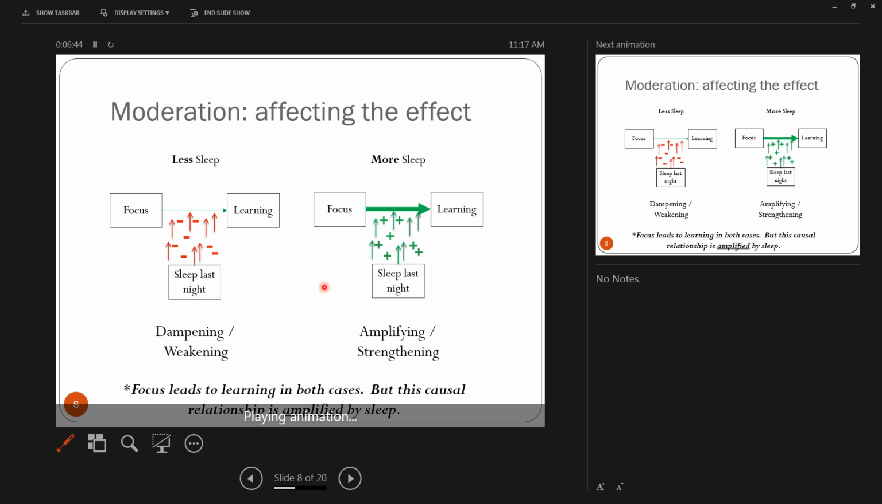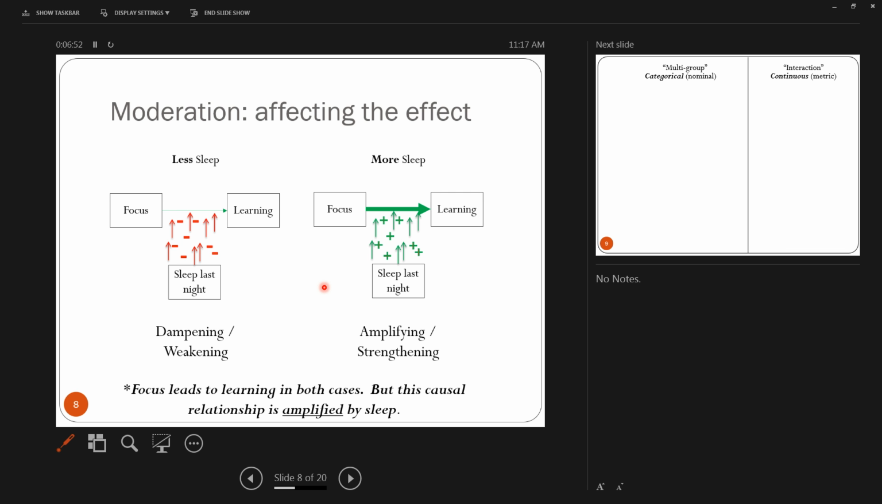Focus leads to learning regardless. When you focus, you learn more. But it totally depends on how much sleep you got last night. For some of us this is a very practical example right now. I have an 8-month-old, plus we're going to Disneyland tomorrow, and so my kids just won't sleep. Anyway, either way, the more you focus, the more you learn. But it depends on the sleep last night. If you didn't sleep much, the effect is weak. With more sleep, the effect is strong.